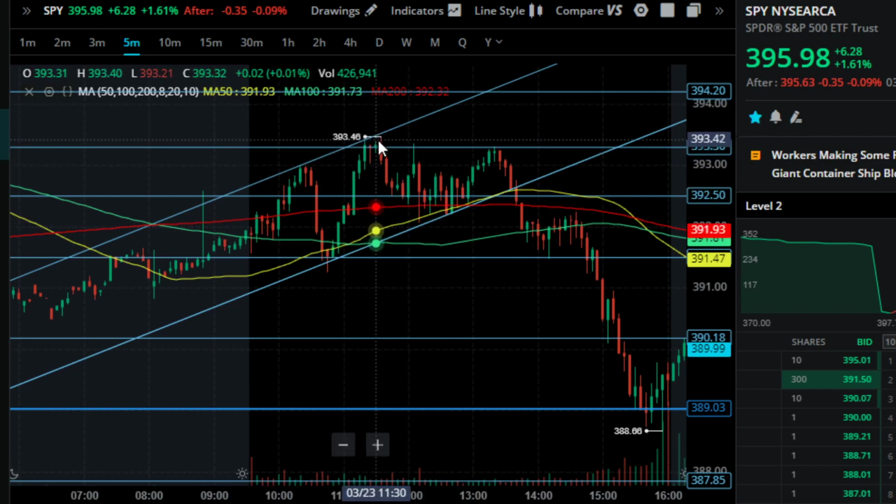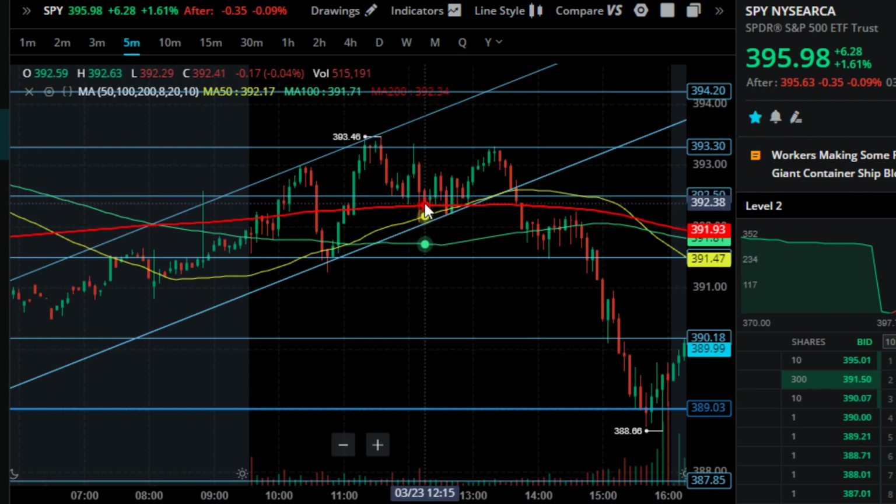Sure enough, rejection here, and then we have the 200 MA again. We're going to trim and set the rest back to break even. Unfortunately, they did hit break even right after that, but you still made coin.